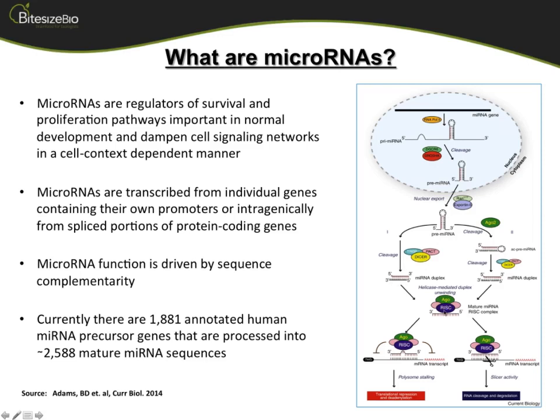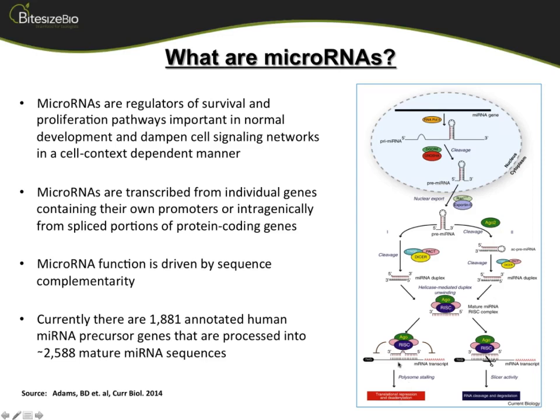There's selective loading of this duplex into the RISC complex. So one strand is selected, and it has to do with the instability, I guess, of the 5' end of the microRNA duplex. I've tried to show it here, where if this strand has a free 5' end, this one strand gets loaded into the RISC complex. And so what this microRNA does is it serves as a guide, and it recruits RISC to target mRNAs, predominantly in the 3' UTR region of a coding gene, but could also bind in other regions as well.